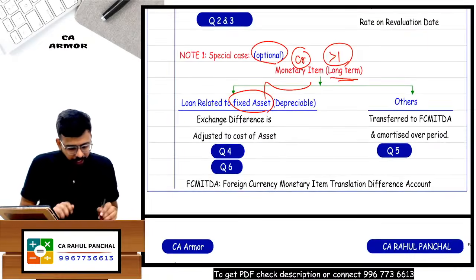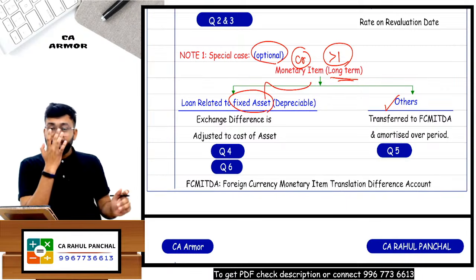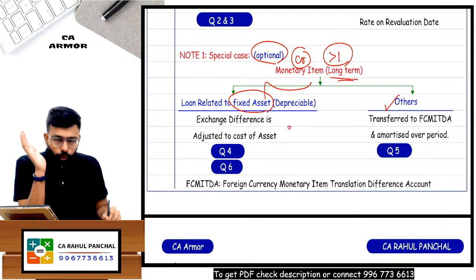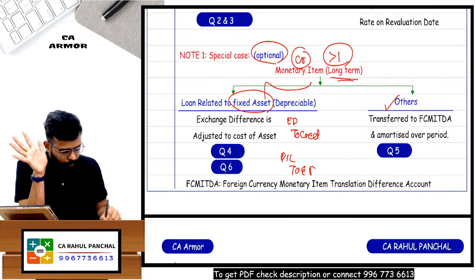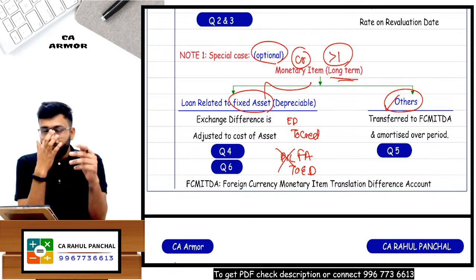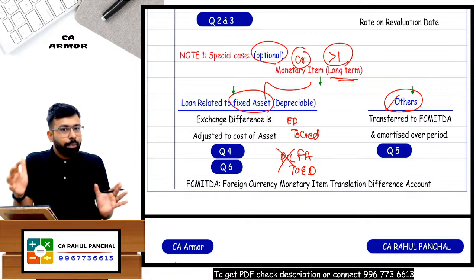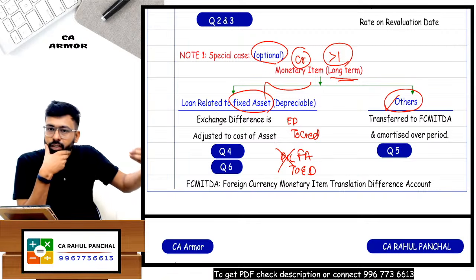Understand. If it is connected to fixed asset, you will adjust it like this. Whatever is the exchange difference, like exchange difference on creditor, where will you adjust? You will say P&L account debit to exchange difference, but the option is given, it can be adjusted to fixed asset. But if it is other, so it is not fixed asset, right? But it is a long-term item. You want to write it off on a systematic basis.